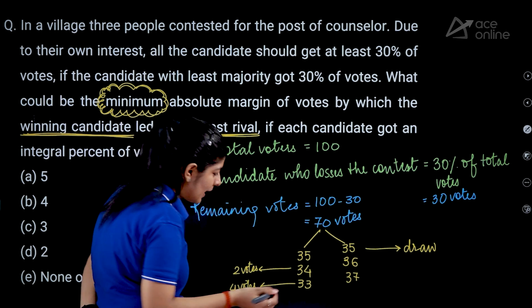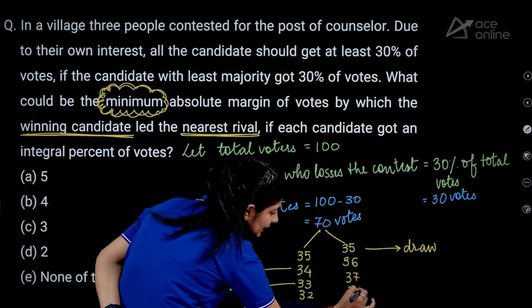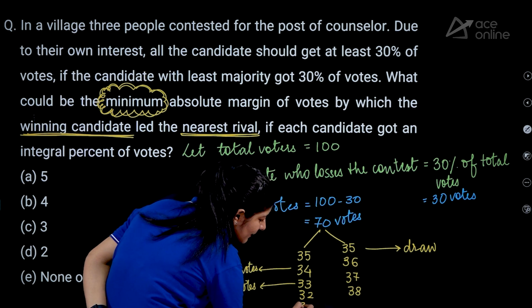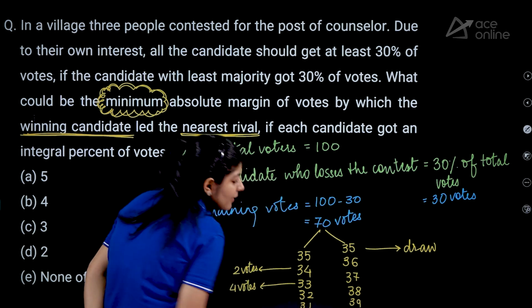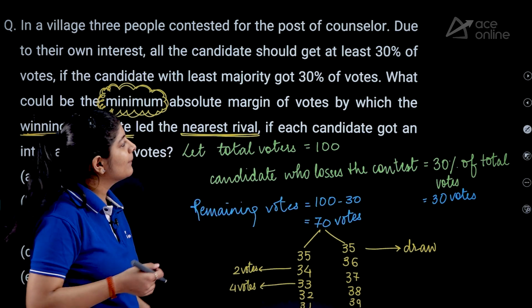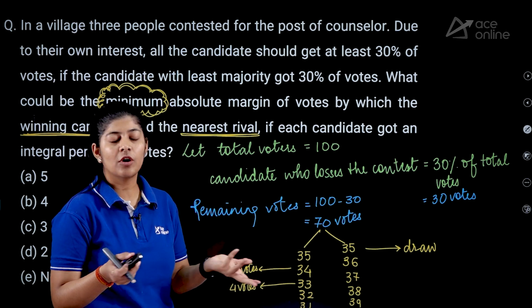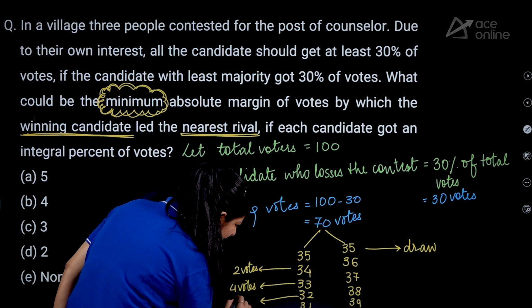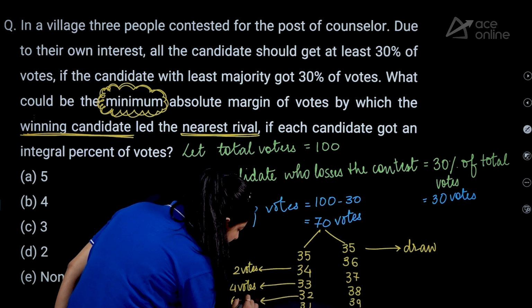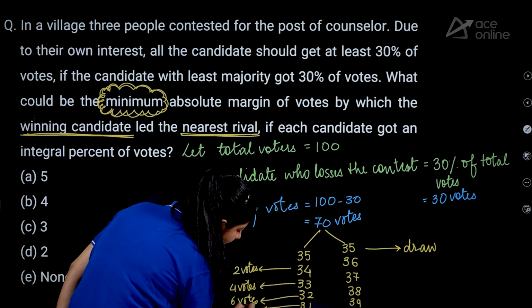Maybe there's some condition where he will get 32 votes and he will get 38 votes. Similarly, maybe he will get 31 votes and he will get 39 votes. Now, why am I not considering 30? Because if they get 30 and something else, then it is not possible. So here the difference is like 6 votes, and here we are getting a difference of like 8 votes.